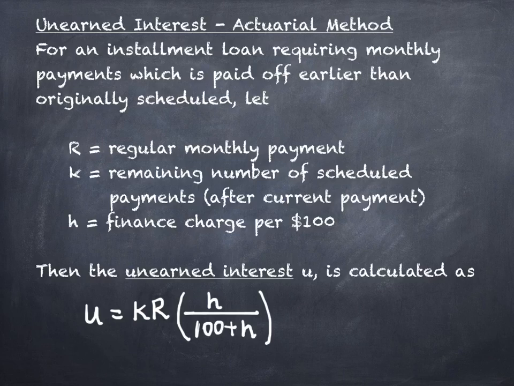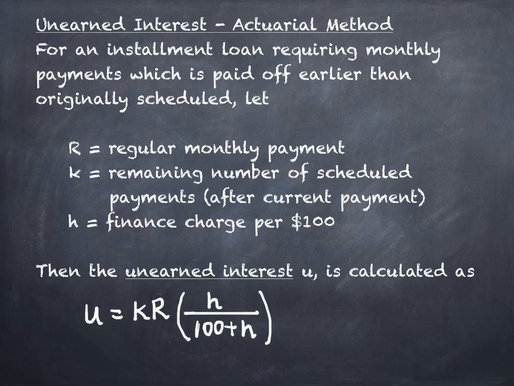Again, this is all actually in your notes typed out, so if you don't have them written down, don't bother to write this down. You can print those out from Moodle Rooms later. Let's go through it, though. The actuarial method takes an installment loan, okay? That's like the car loan, the jewelry loan, the dishwasher loan, right? And it's paid off earlier than it's originally scheduled.